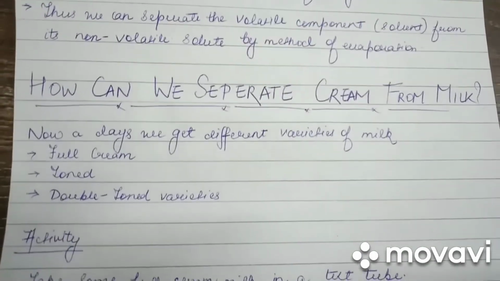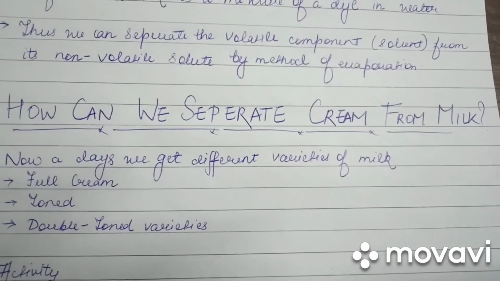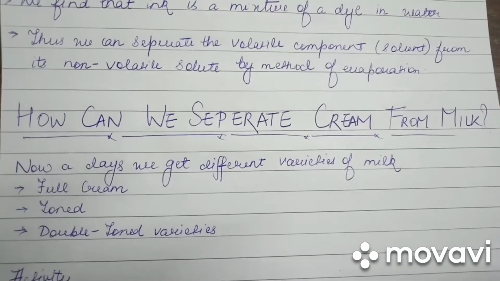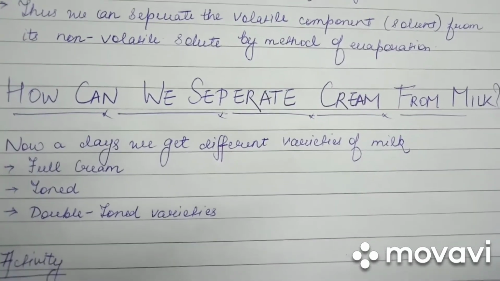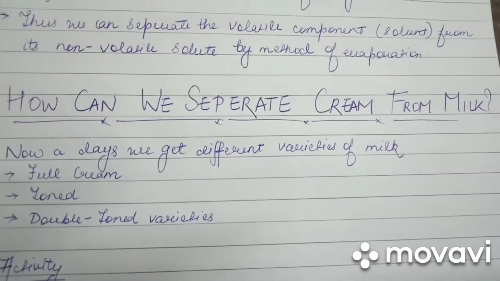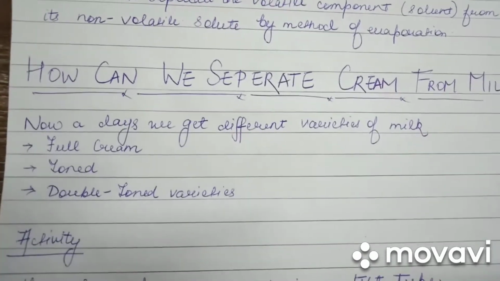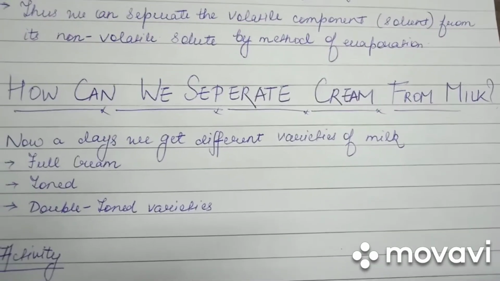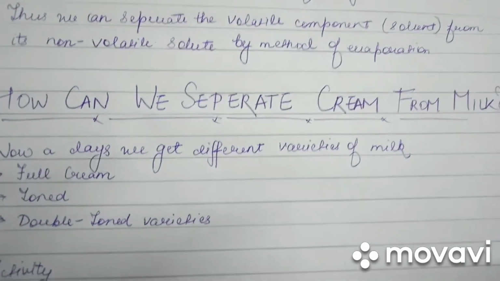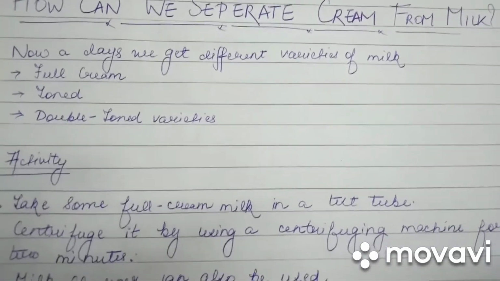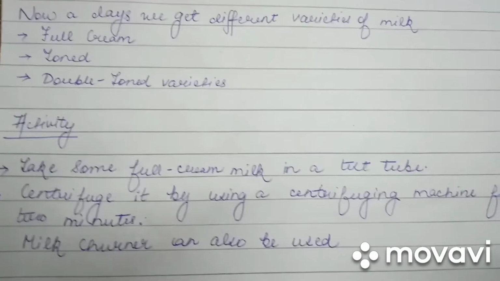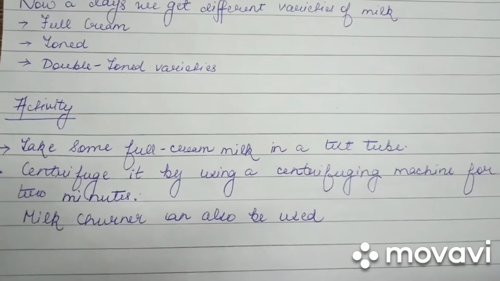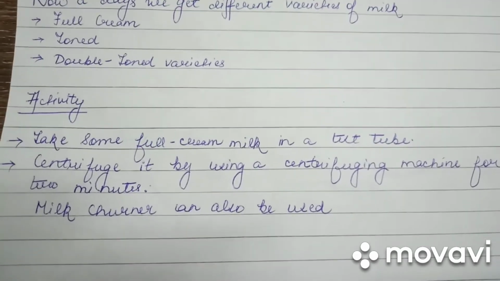Let us move forward and discuss how we can separate cream from milk. This is the most common example and is observed in most households. Nowadays we get different varieties of milk. We have full cream, toned and double toned varieties. How do we separate cream from all these types of milk? Let us perform an activity. Take some full cream milk in a test tube. Centrifuge it using a centrifuging machine for 2 minutes.